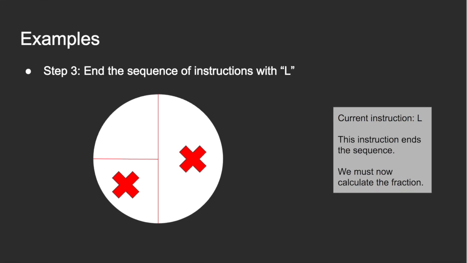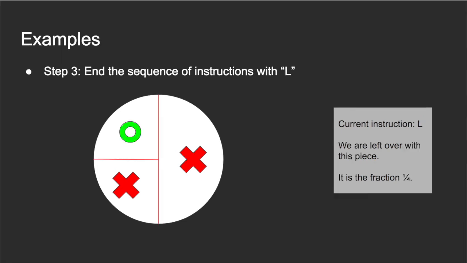Every sequence must end in L, which signifies the end of the instructions. Now, we should look at the remaining piece and try to calculate the fraction. If we put some thought into it, we can clearly see that the remaining piece is 1/4 of the circle.